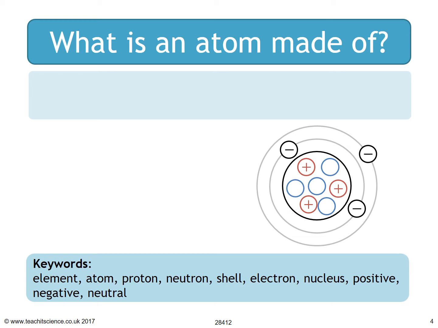Once you've done that, press the space bar to reveal the answer. What's an atom made of? Atoms are extremely small, and everything you can see, including yourself, is made from atoms. Now, atoms themselves are made up of 3 subatomic particles. Subatomic is just another way of saying something smaller than an atom.